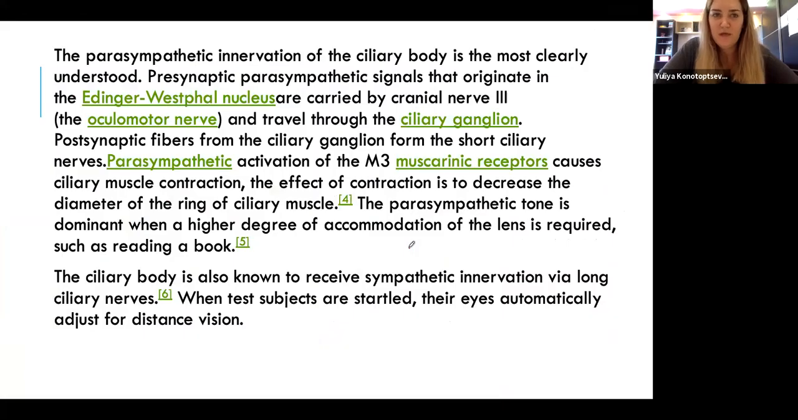What's up with its innervation? So innervation is going to be parasympathetic, right? And sympathetic. Sympathetic is very easy. It's via the long ciliary nerves.